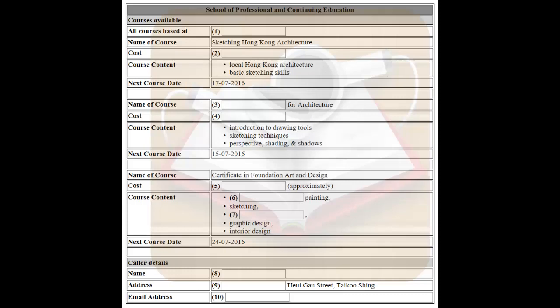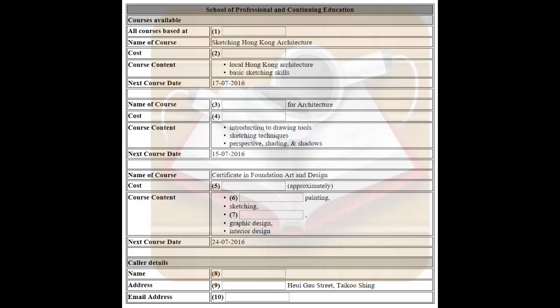I see. And how much is the Sketching Hong Kong Architecture course? That one is $3,800. Okay, well, it might be worth it. Are you interested in the other two courses? That depends. How much are they? Well, the Technical Drawings for Architecture course is a short course, the same as the Sketching Hong Kong Architecture course, and the fee is the same for both. The Certificate in Foundation Art and Design, however, is a longer course, and it gives you a qualification at the end. This does mean it's more expensive, though, and the course fee will probably be approximately $17,700, depending on the courses you choose to take.